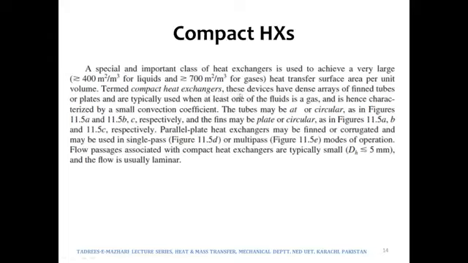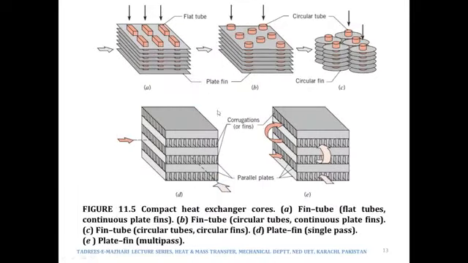These devices have dense arrays of fin tubes or plates. Over here we can see in this figure, these are the fin tubes. Over here the tubes have a non-circular cross section. Over here the tubes have circular cross section. In B the tubes have circular cross section, but the fins are rectangular. Over here the fins are circular. So there may be different types of arrangement in compact heat exchangers. The thing is that we put the fins over there so as to increase the heat transfer rate by a large amount in a small volume.